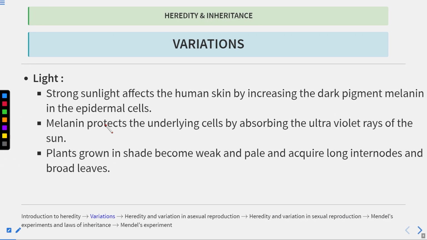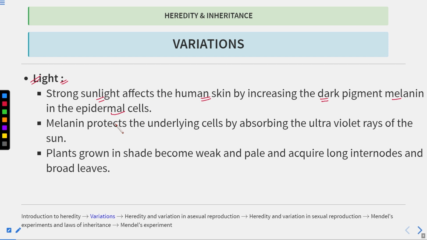Clear? Now, let's talk about one environmental factor, light. Strong sunlight affects the human skin. Light is an external environmental factor. You must have seen that human skin gets darker whenever it is exposed to strong sunlight or high light intensity. And why does it become a little darker? Because of the production of the dark pigment known as melanin, which is produced in the epidermal cells.